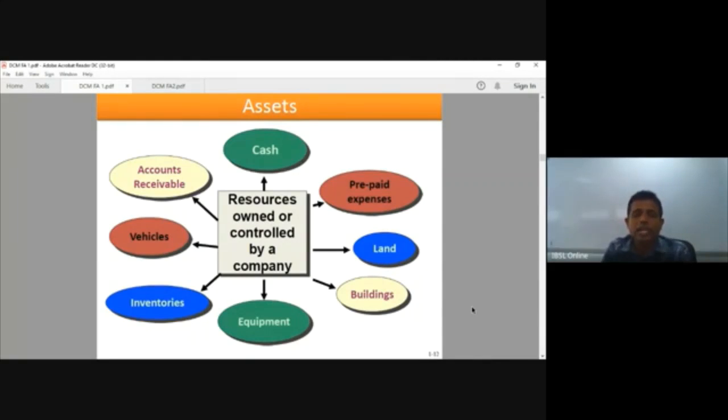These are a few examples of assets in a normal business organization: cash, prepaid expenses, land, building, equipment, inventories, vehicles, accounts receivable. Right? Resources owned or controlled by a company.